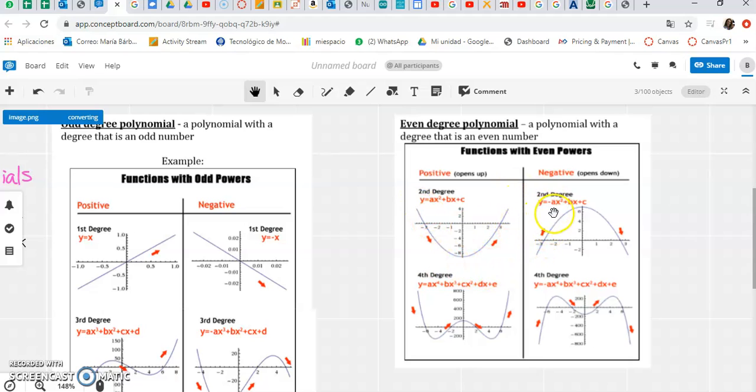And look, when the leading coefficient is negative, talking about the second degree polynomial, it is falling to the left and it is falling to the right because the parabola is opening downwards, okay? Now let's see the fourth degree. And look, they are going to have exactly the same ending behavior as the parabola. As the parabola is rising to the left and rising to the right, look, when the leading coefficient of the fourth degree polynomial is positive, it is also rising to the left and rising to the right, okay?